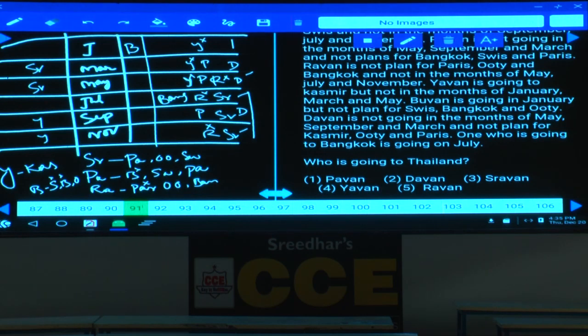Now this Ravan cannot be at this place, Ravan cannot be at this place, and Ravan cannot be at this place. Then what are the different possibilities here? Jan, September, and this is for Ravan. Then Y is for Kashmir. As Y is for Kashmir, now let us take two different possibilities.